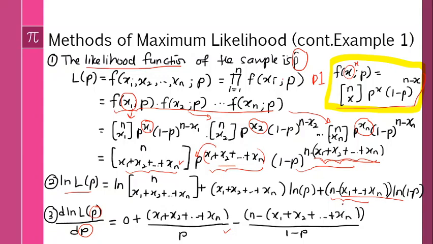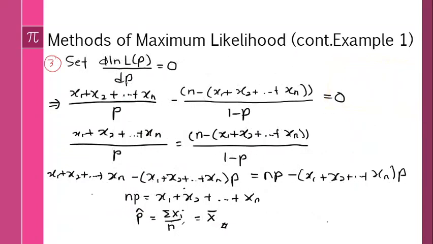constant. Next, set this term equal to 0. Set this term equal to 0. So you just substitute this one based on the previous slide. Then just rearrange. You solve for p. So what is the p hat value?